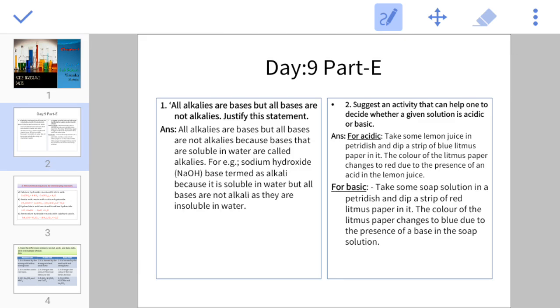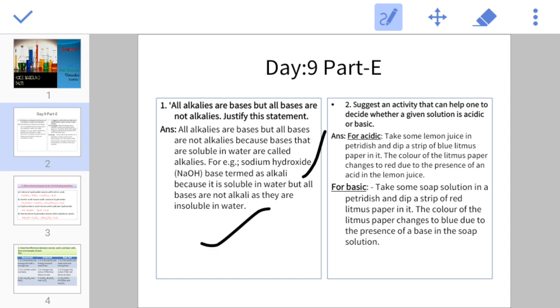So first one, in the E part, number 1 question, all alkalis are bases but all bases are not alkalis. Justify this statement. First of all, we know what alkalis are. Alkalis are the bases which are soluble in water. So first line, they are bases because they are soluble in water. For example, sodium hydroxide, and the formula is NaOH. And bases which are not soluble in water are not called alkalis. So all alkalis are bases because they are soluble in water, but all bases are not alkalis because all bases are not soluble in water.